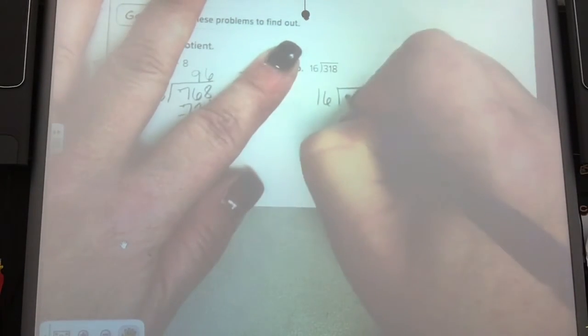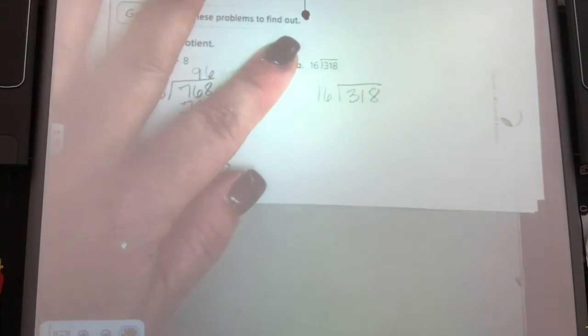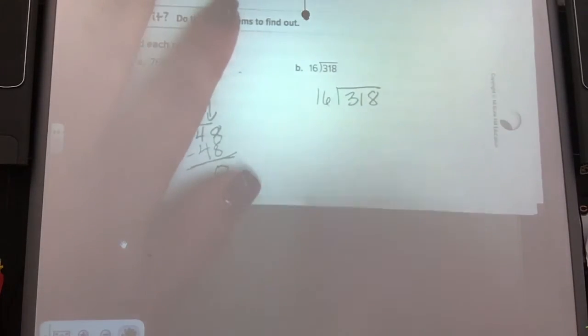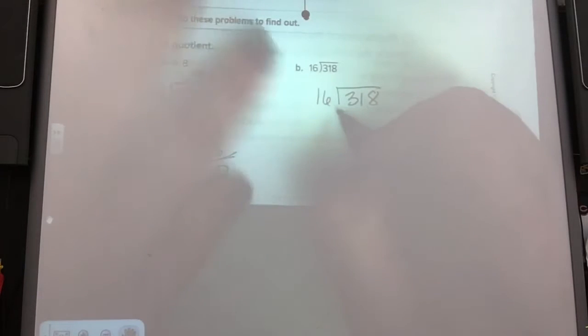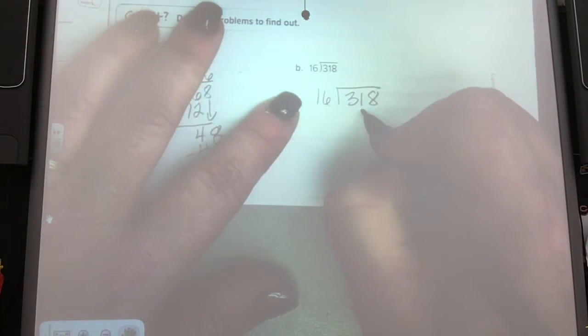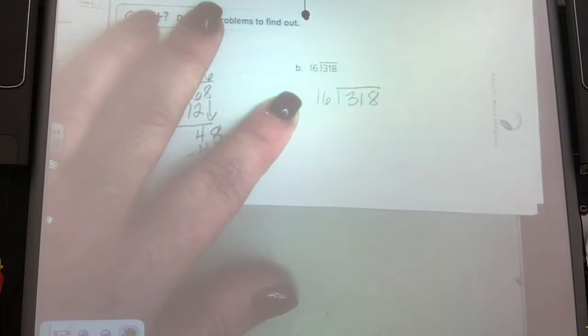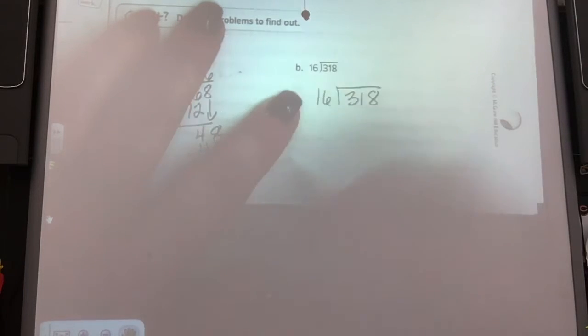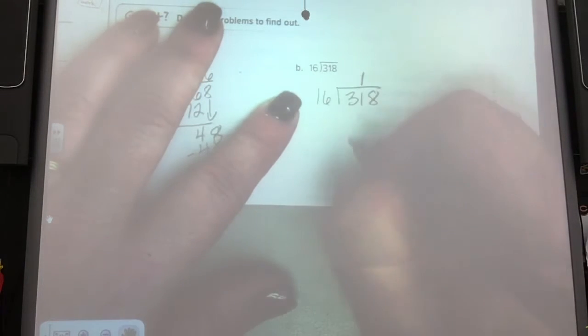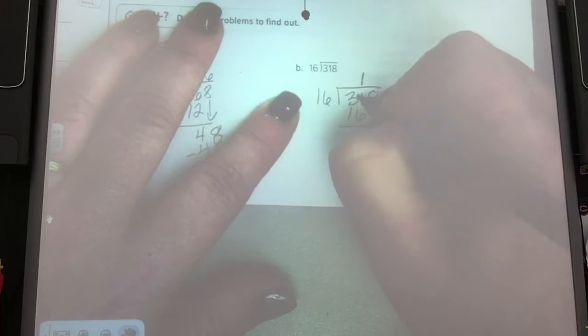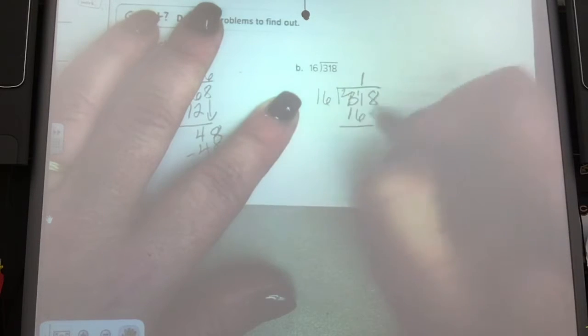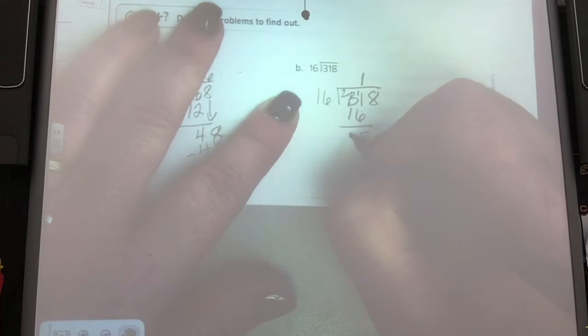16 into 318. The only reason I'm writing this again is because I can't write that small. Alright, 16 into 31. Well, I know 16 and 16 is 32. So this is only going to be able to go in once because I only have 31. Then you're going to have to subtract and you're going to have to borrow. 11 minus 6 is 5. 2 minus 1 is 1.